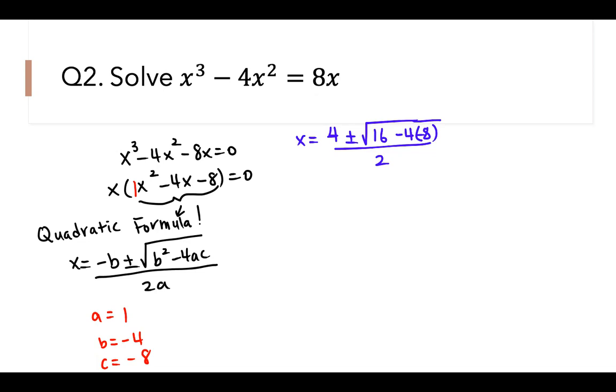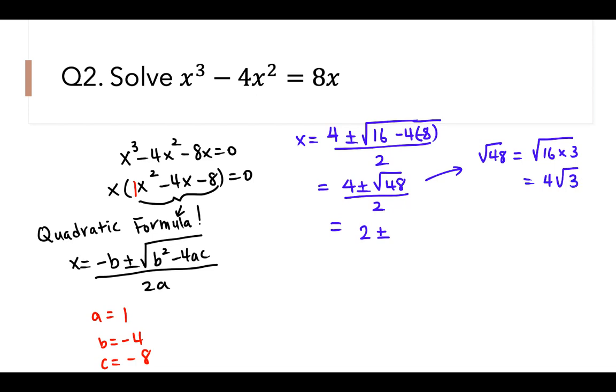Okay, now I'm going to simplify this. So 4 plus or minus the square root of 48, divided by 2. And I could simplify this further. It's going to be 4 over 2, so 2 plus or minus. So I can simplify the square root of 48 using a perfect square, which is 16 times 3. So therefore it's going to be 4 square root 3. So 4 divided by 2 is 2 square root 3.